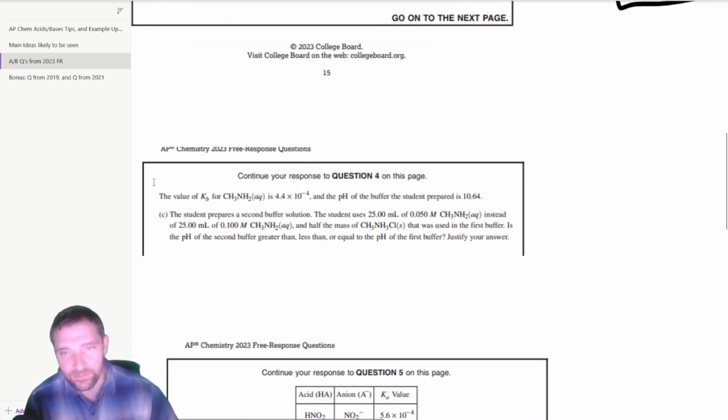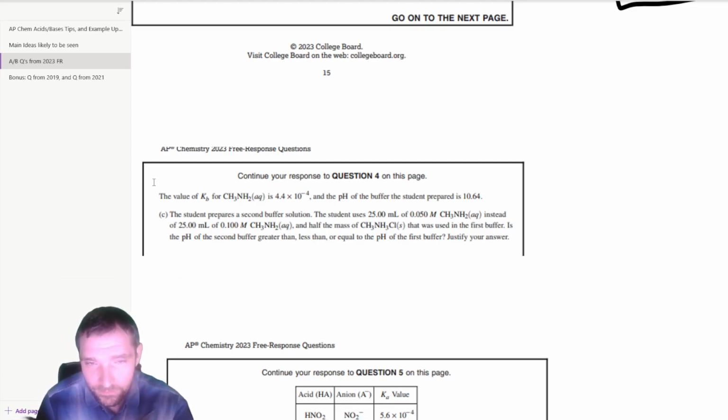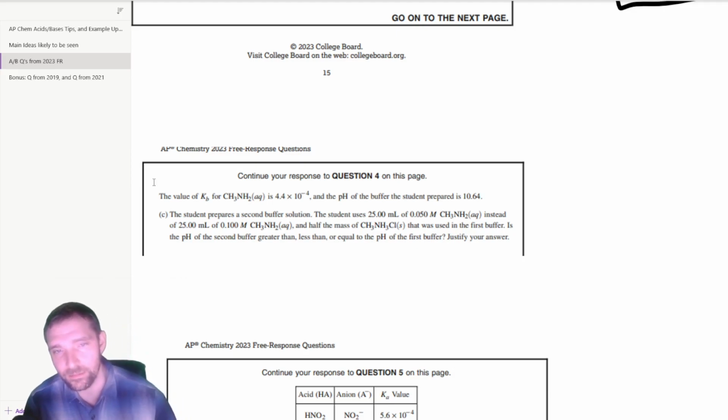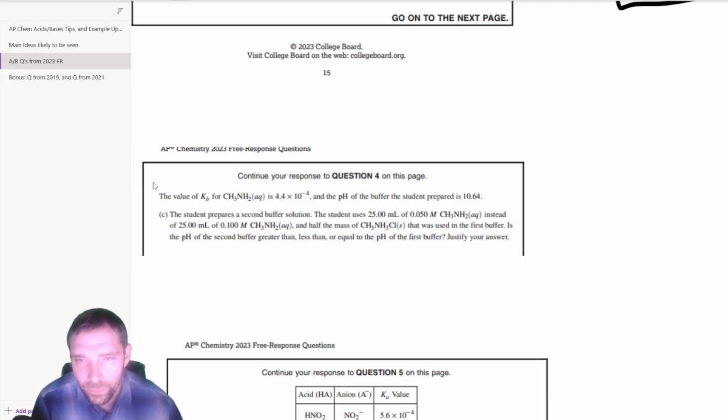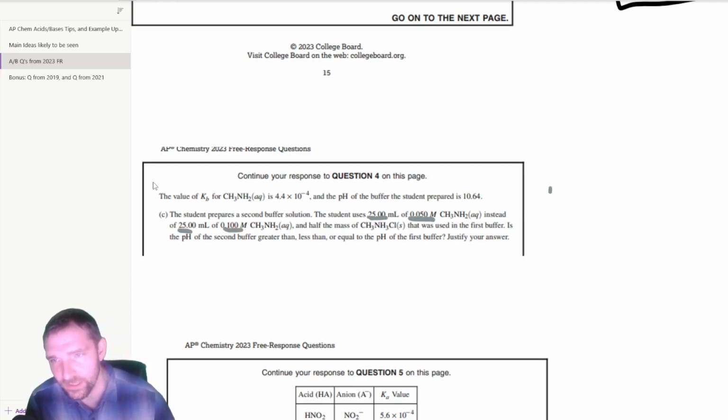So they actually give us the pKb for this chemical and relate that to the pH. And then they've described for us, okay, you've now got half the concentration.